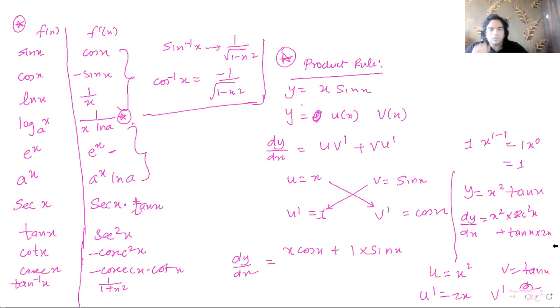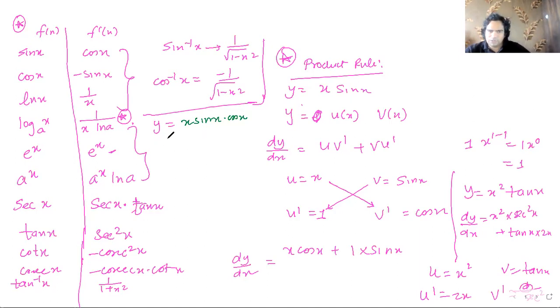But sometimes they also give you the product rule for three functions together. So let's say, instead of x sine x, I have y equals x sine x times cos x. So how do we differentiate in this case? We need the product of three functions, not in your syllabus, just an additional thing I'm telling you.